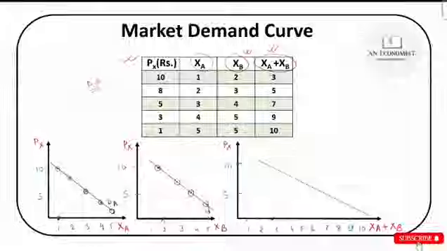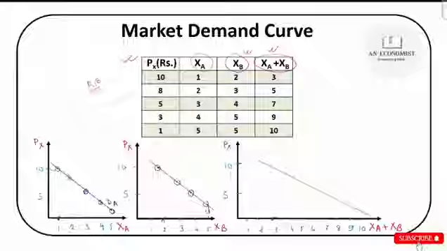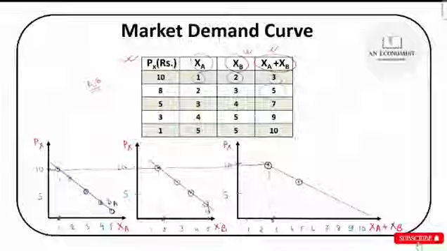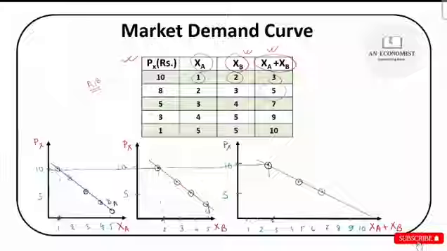Now what you do, you aggregate it. So at the price level 10, suppose you draw this horizontal line at 10. What is your total demand? Your total demand is 3. So here you have 1, here you have 2, here you have 3. So this will be a point on the market demand curve, right? And then at 8 you have 5, so it will be here. Then you have 5, 7, then you have 3, 9, and then you have 1, 10.